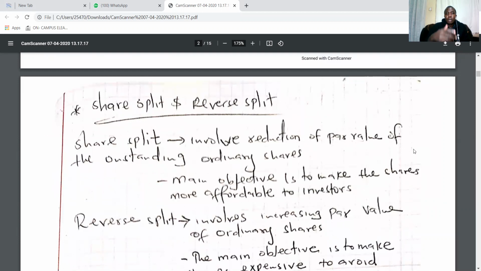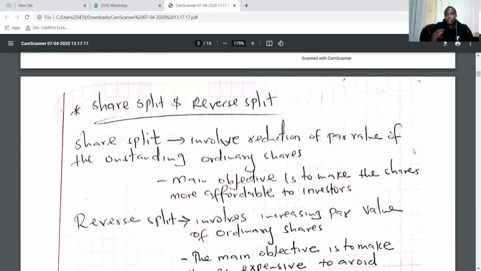Then the next thing, whereby again we can have an aspect whereby the organization is dealing with shares, but now the resources it's getting in return is not equal, is whereby we have a share split and a reverse split. So a share split involves reduction of the par value of the outstanding ordinary shares. So we reduce the par value. And the main objective of doing this is to make the shares more affordable to investors.